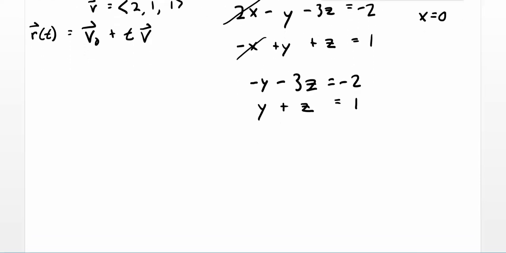Now we just solve these two equations for one of the variables. If we add these two equations, you can do addition, or you can do substitution, you can do elimination. We're just going to add these two equations so that the y's cancel, and we get negative 2z equals negative 1.